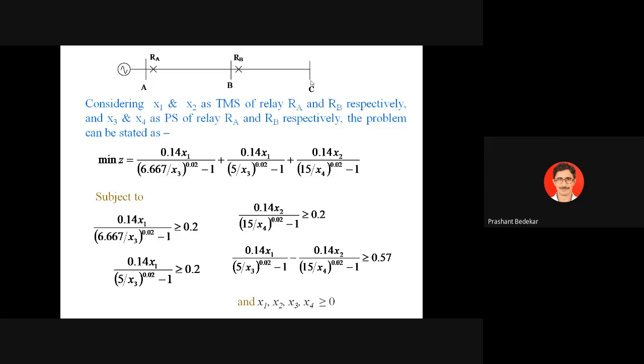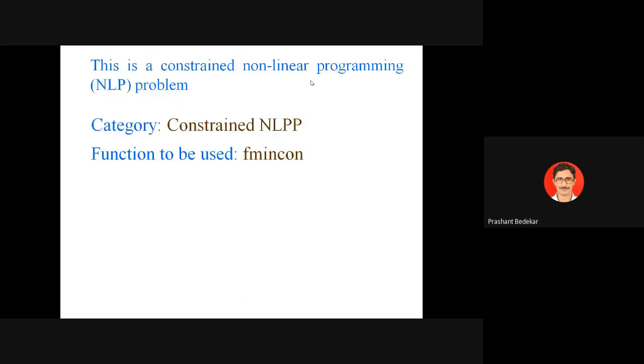As the constraints are non-linear in nature, I will transfer everything onto the left-hand side, and then I will say that I am ready with the problem. I will then apply fmincon.